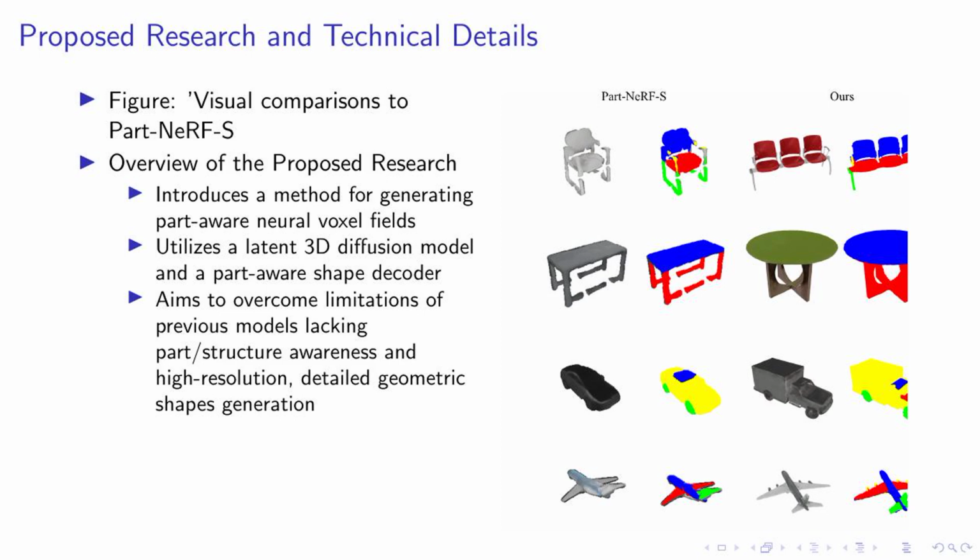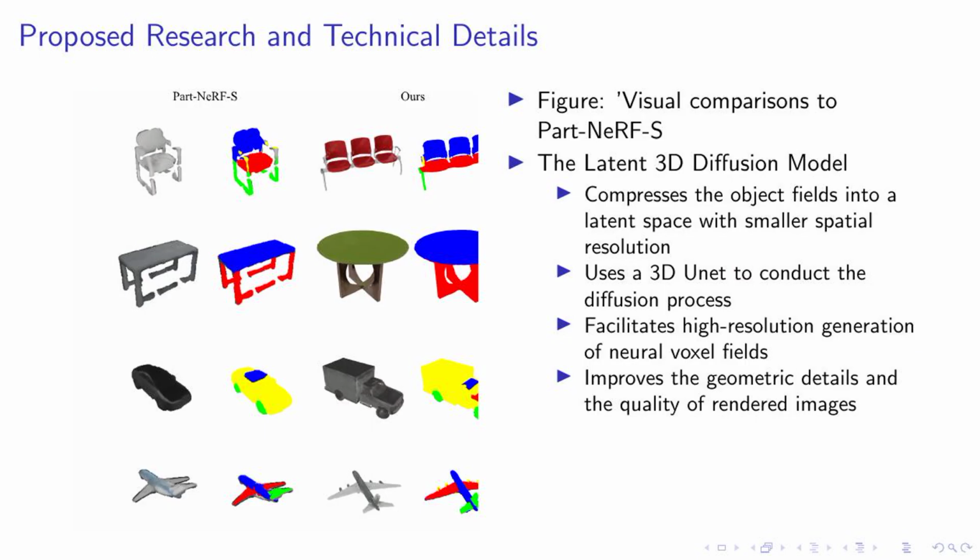Our method aims to overcome the limitations of previous models that lacked part or structure awareness and struggled with high-resolution, detailed geometric shapes generation. On the right, you can see a figure that visually represents our method. This figure illustrates how our approach outperforms PartNeRF in both texture and part quality. In summary, our proposed method not only generates accurate part-aware shapes, but also renders high-quality images, demonstrating its superiority over existing methods. Let's now delve into the technical details of our proposed research.